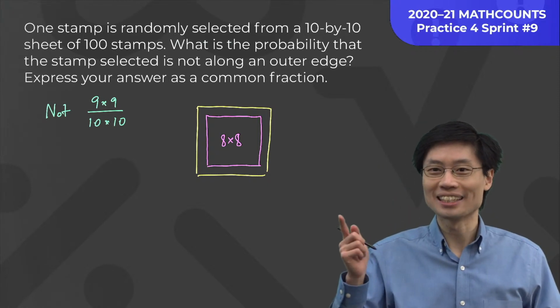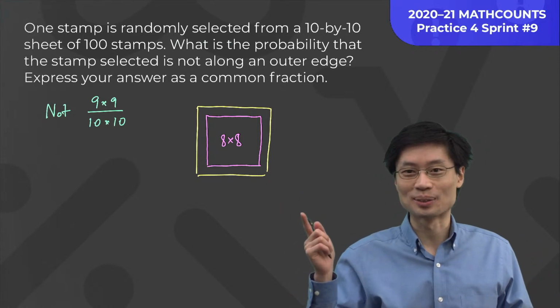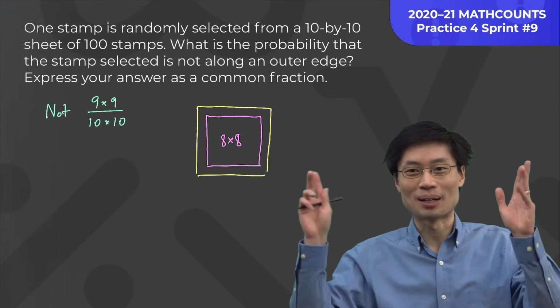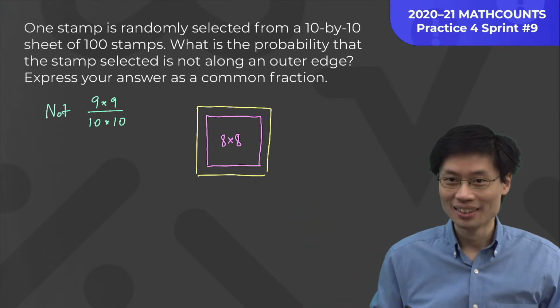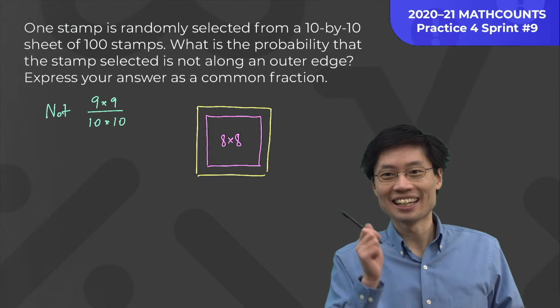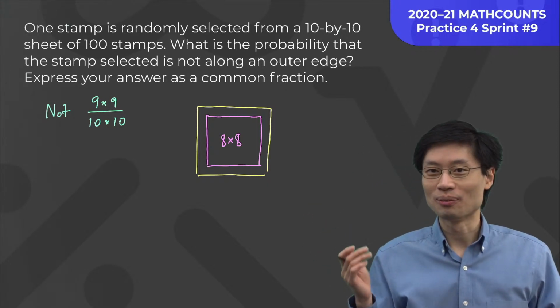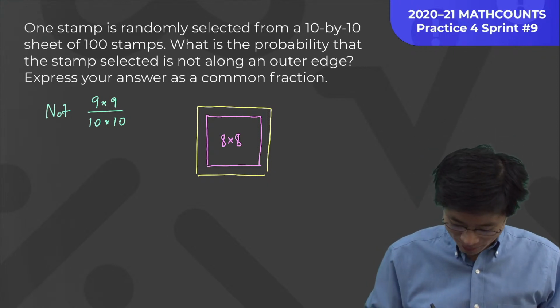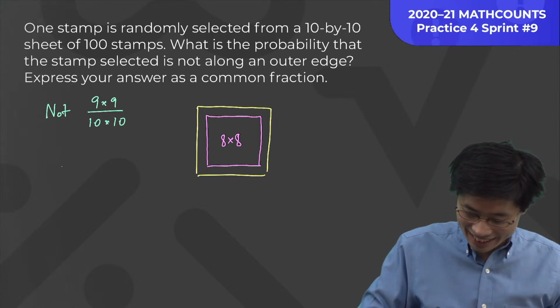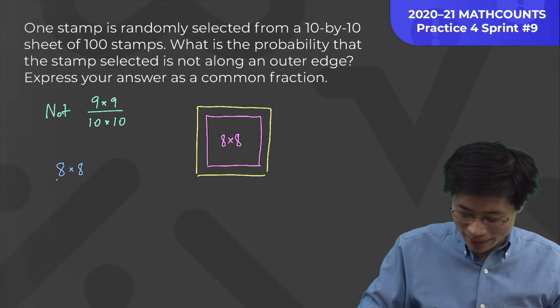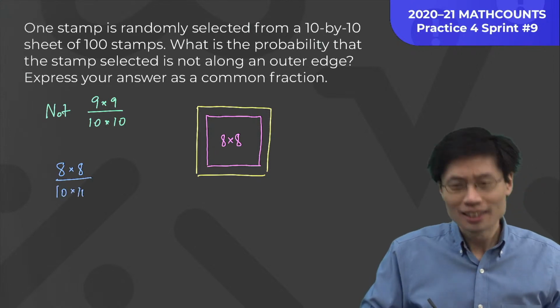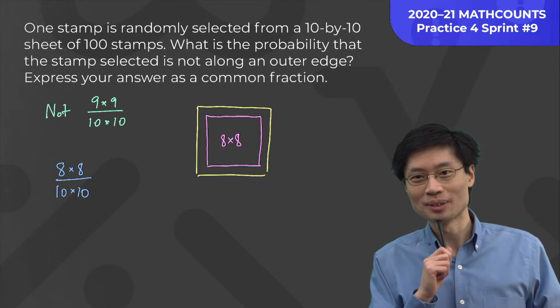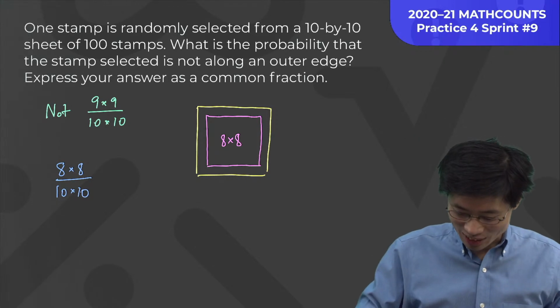And I remember getting problems like this wrong on MATHCOUNTS, where it was something to do with picture frames and boundaries. That's so funny. So yeah, this shows I'm old. The age I grew up in had picture frames. Now we just look at it on phones. Anyway, so the answer is 8 times 8 divided by 10 times 10. Do people actually use picture frames anymore? I'm quite curious.